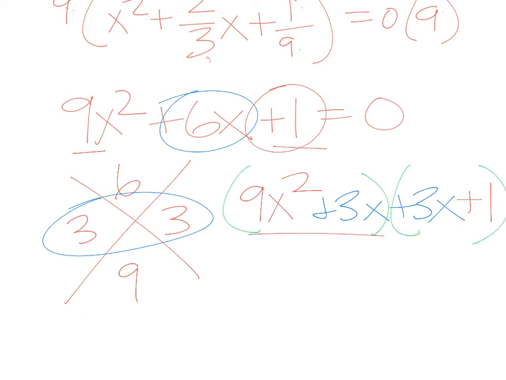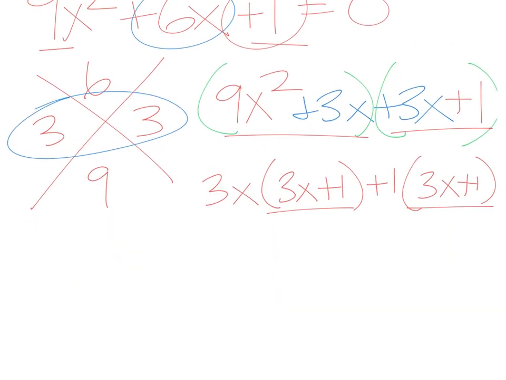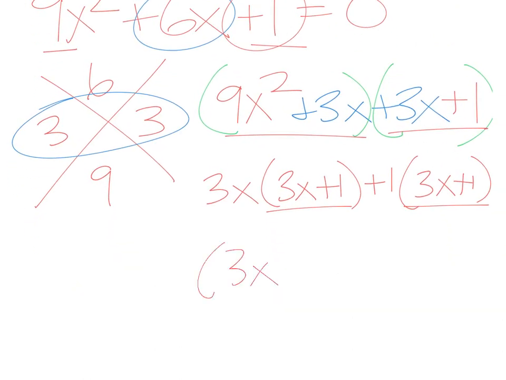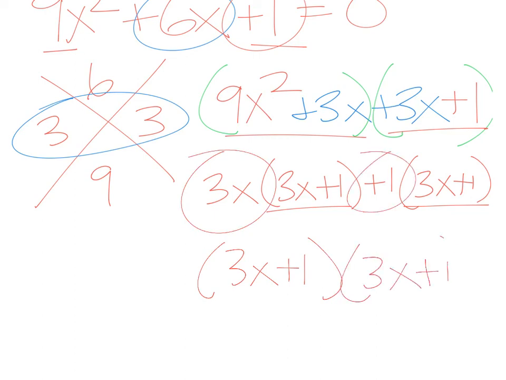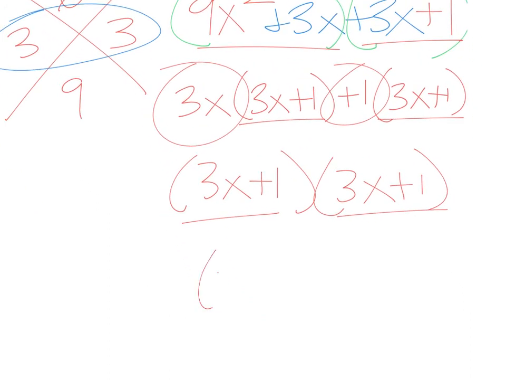From the first group, I factor out a 3x, leaving me with 3x plus 1. And out of the second group, I factor out a 1, leaving me with 3x plus 1. All right, the common factor in both terms is 3x plus 1, so I pull that out. And what's left over? 3x is left over, plus 1. All right, and the factors in my solution are the same, so I could condense the solution to 3x plus 1 squared. All right, that's all there is to it.